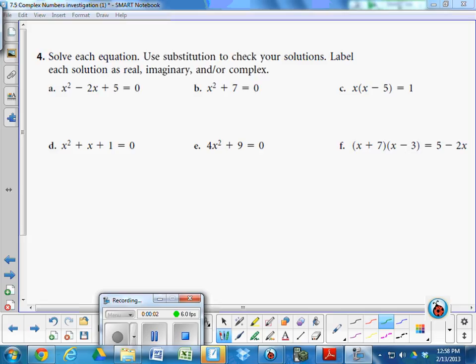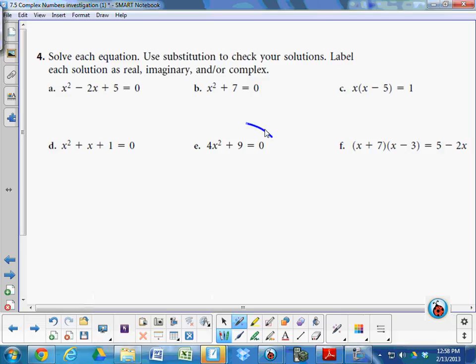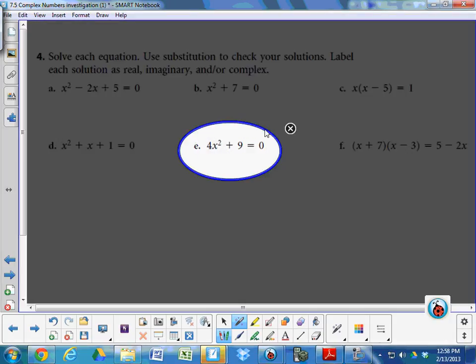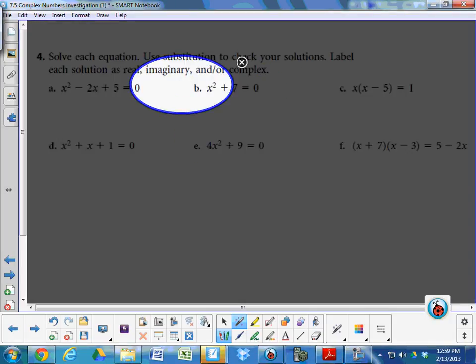In 4E on this worksheet, I would definitely use the method where you just undo the equation. The reason you want to do that in 4E and B is because there's no plain old x term. Do you see how these two equations are different from these two?